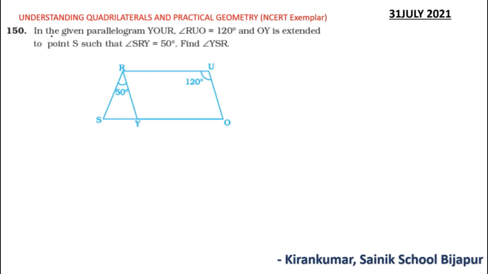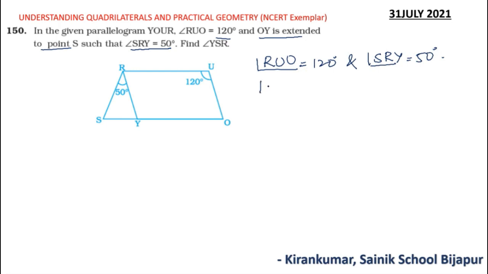Question number 150. In the given parallelogram YOUR, angle RUO is 120 degrees. OY is extended to point S such that angle SRY is 50 degrees. Angle YSR is to be found. They have given that angle RUO is 120 degrees and also angle SRY, which is 50 degrees. This is what is given to us. Since the opposite angles are equal in a parallelogram, angle RYO will be same as angle RUO. This will be equal to 120 degrees because opposite angles in a parallelogram are equal.